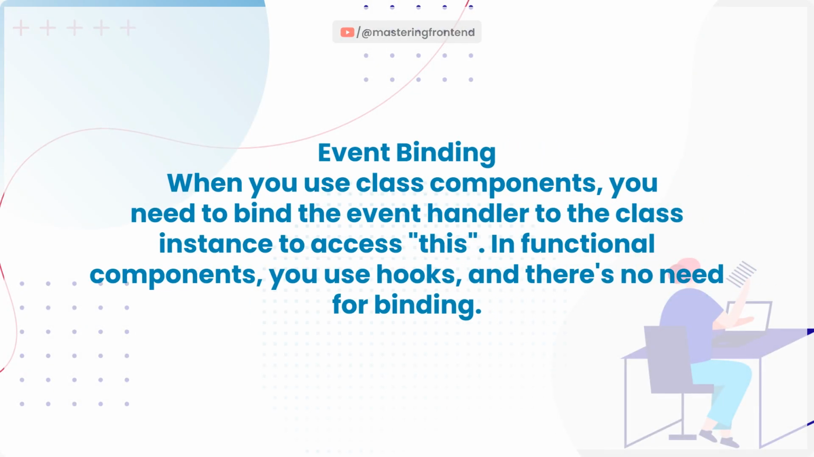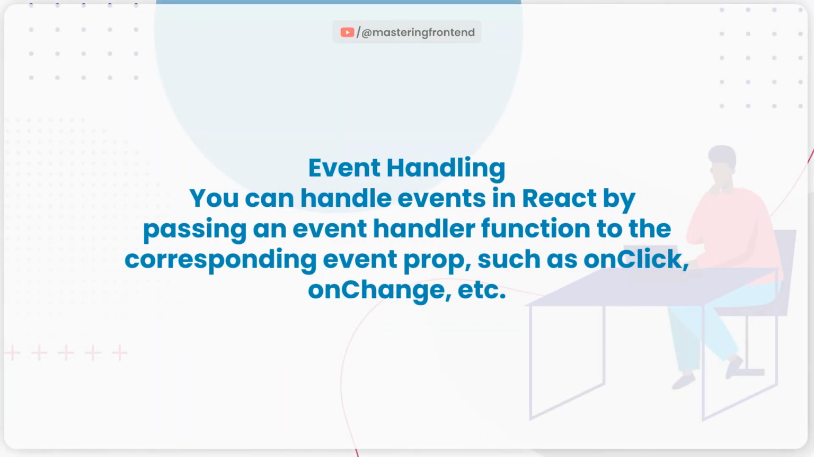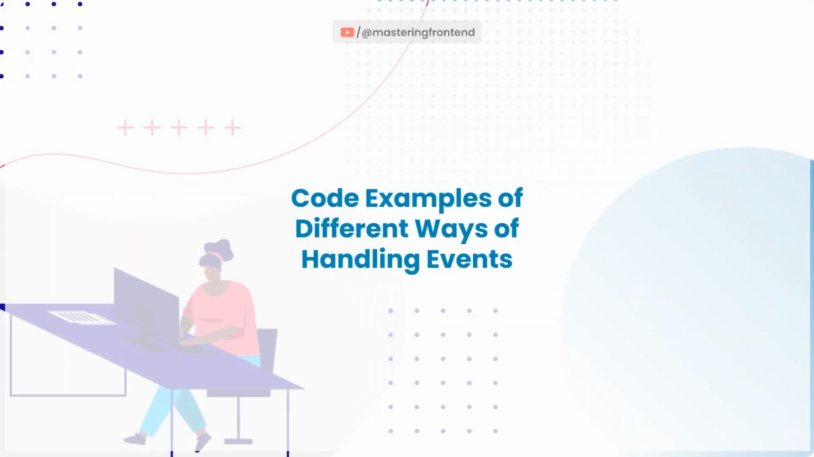Event binding. When you use class components, you need to bind the event handler to the class instance to access this class object. In functional components, you use hooks, and there's no need for binding. Event handling. You can handle events in React by passing an event handler function to the corresponding event prop, such as onClick, onChange, etc. Let's see what are different ways of handling events using coding examples.